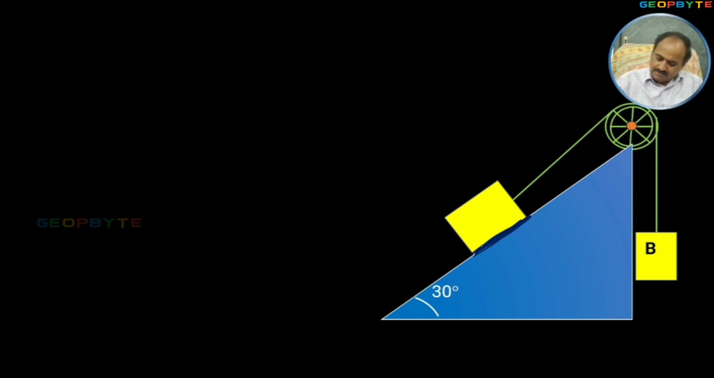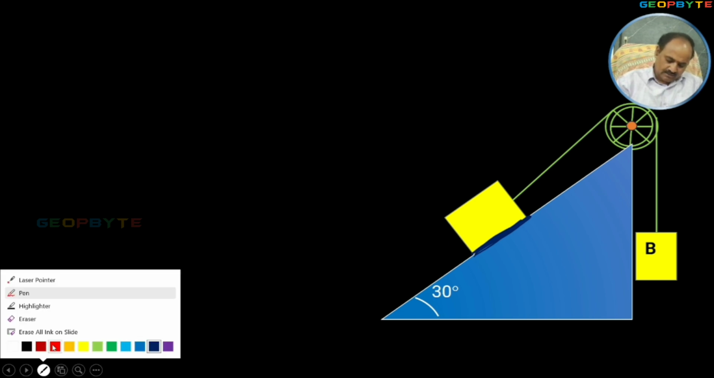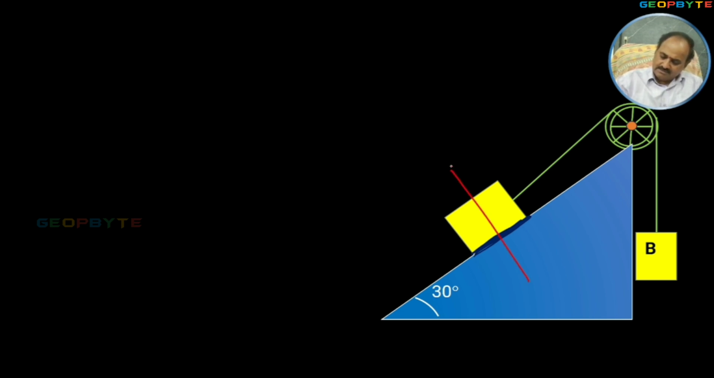Normal to that contact surface, the normal reaction is developed like this. This is the normal reaction. Now, this is the center of gravity. Through the center of gravity, the weight of the block is acting vertically downwards. It is the block A actually. This is block A, and this is block B.